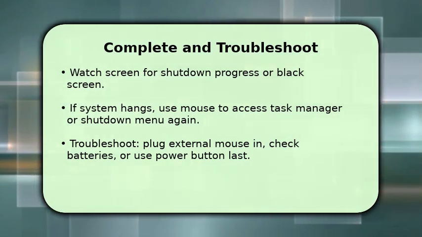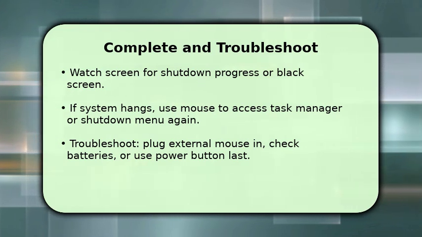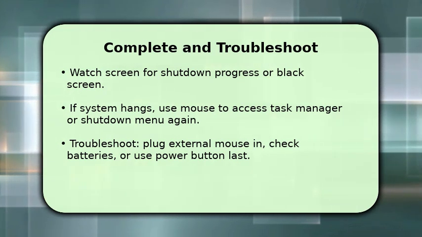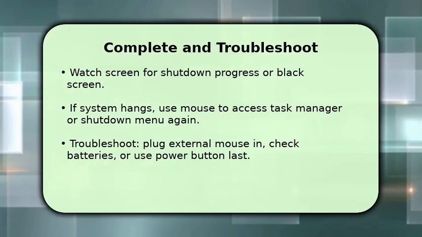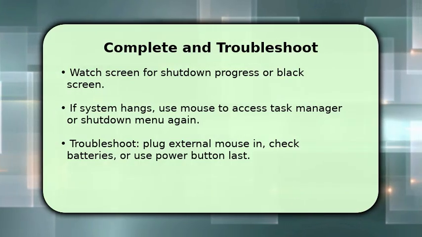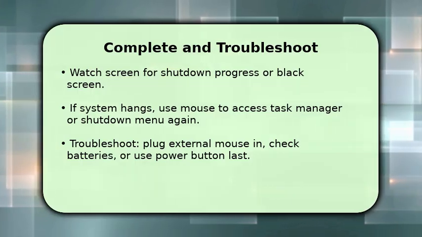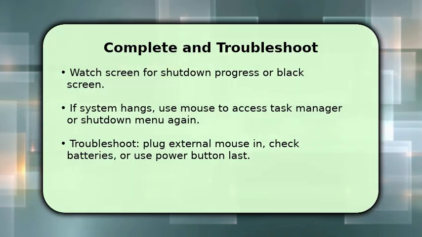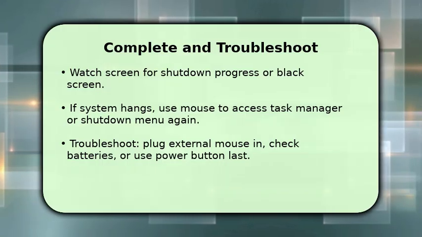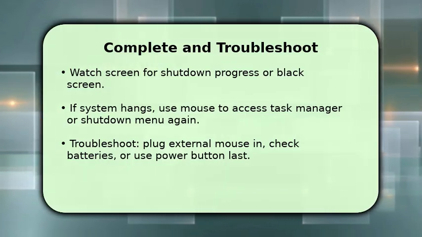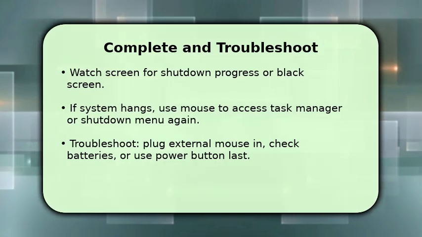If shutdown stalls, try reopening the Start Power menu with the mouse and select Shutdown again, or click Task Manager to end a frozen app before retrying. Once done, do not touch the mouse until the device is fully off. If clicks fail, swap to a different USB port, replace batteries, or as a last resort, briefly press the physical power button to force power off.